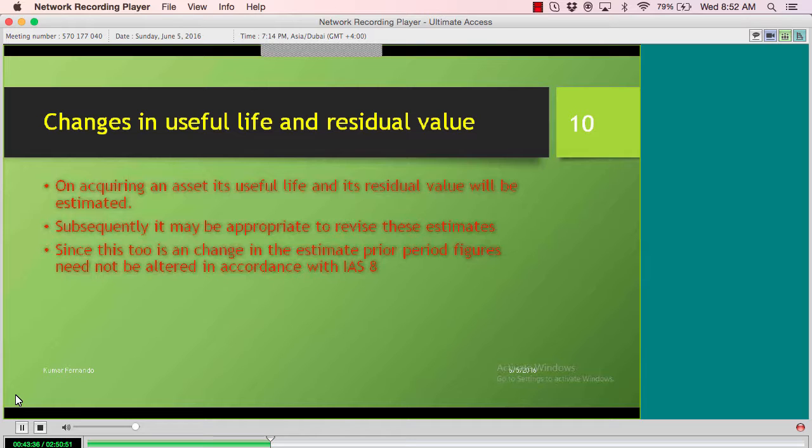So in summary, if you change your depreciation method from reducing balance to straight line, or from straight line to reducing balance, or if you change the useful life period from 5 years to 8 years, or 5 years to 2 years, or if you change the residual value from 20 to 30, you don't need to restate the figures because they are changes in accounting estimate. However, if you change your accounting policy of charging depreciation from the revaluation method to the cost method, or from the cost method to the revaluation method, that's a change in accounting policy. The figures need to be readjusted.